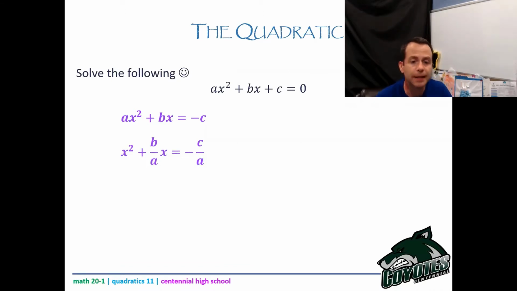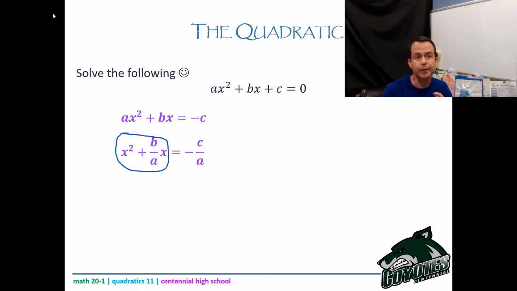Now, we want to make this guy our perfect square trinomial. So I need to add a number to that. And remember how we do that is we half the coefficient and we square it. So half of b over a would be b over 2a. Remember we talked before, when we want to cut a fraction in half, either we half the numerator or we double the denominator, okay? So half of b over a is b over 2a.